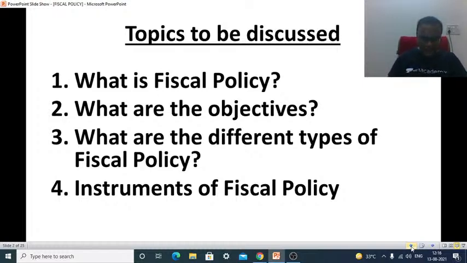Another division of revenues that we have is tax revenues and non-tax revenues. Again, questions were asked here in your prelims examination. What are these tax revenues and what are these non-tax revenues? What is the basic difference here?